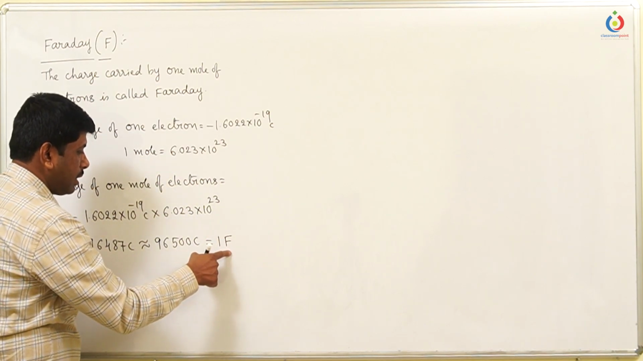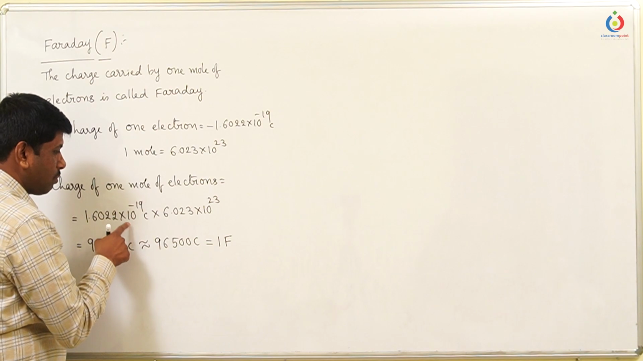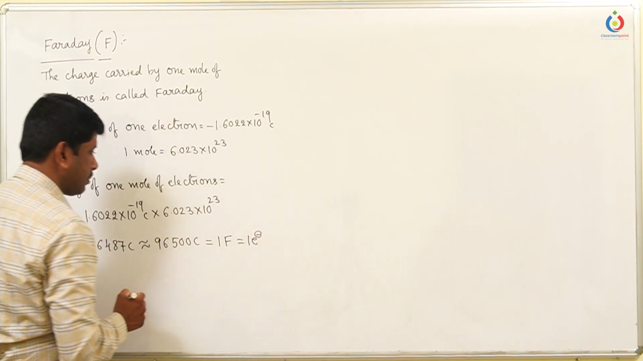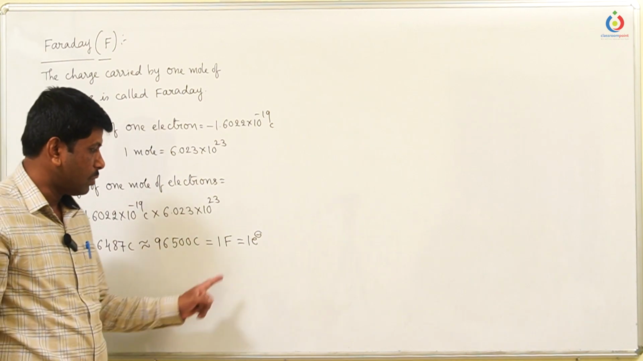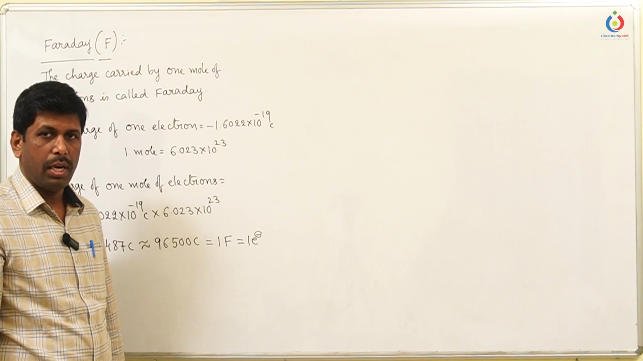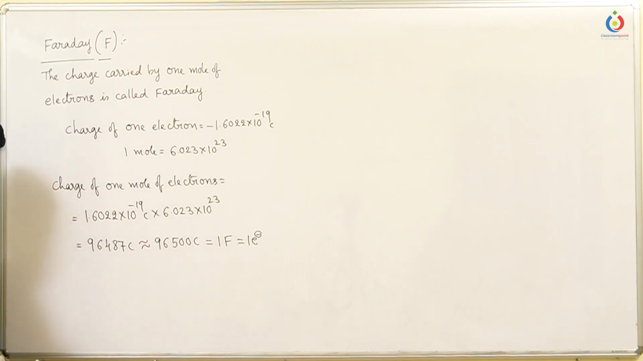So 1 Faraday is the charge of how many moles of electrons? 1 mole of electrons. So wherever this 1 mole of electrons is used, there I can use the word 1 Faraday instead of that 1 mole of electrons. So let us take some calculations here.